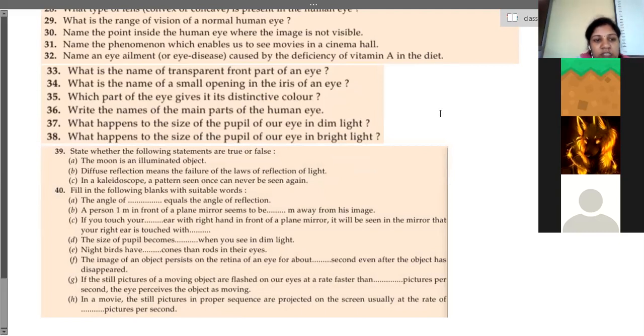True or false? The moon is an illuminated object. True. The moon is illuminated, not luminous. It is illuminated, that is, the light falls on it and it reflects. So therefore, it is illuminated. So the statement is true.